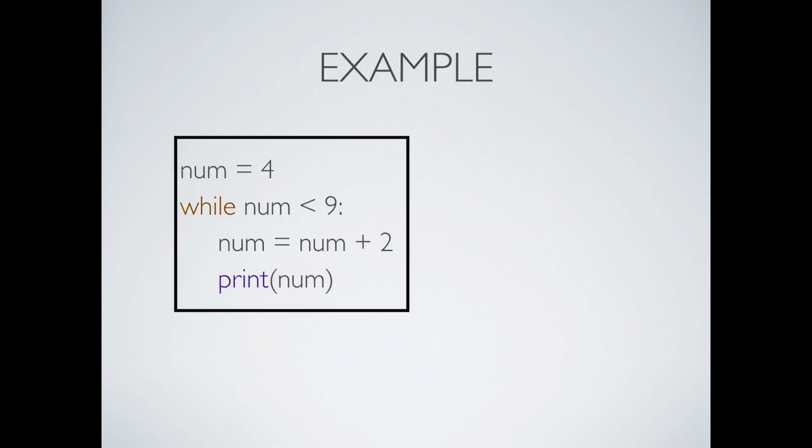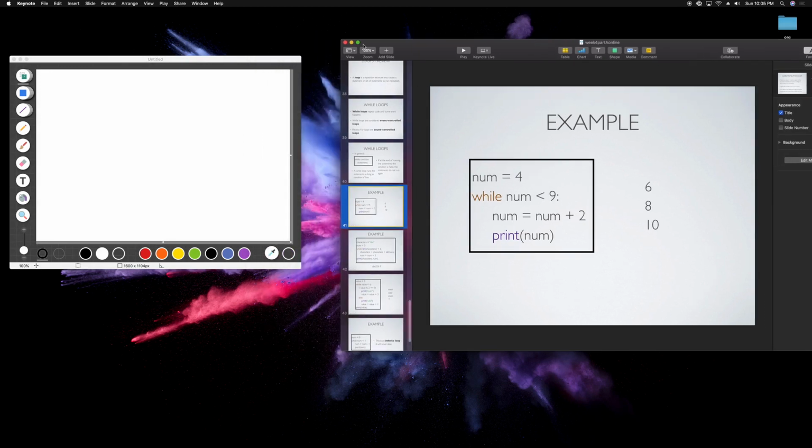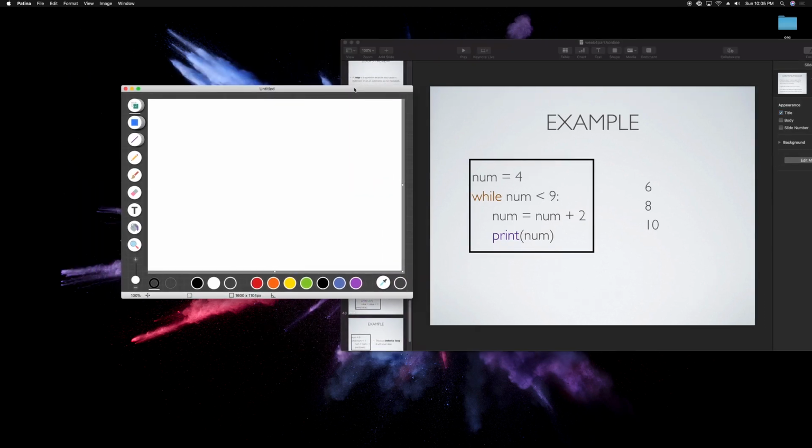Alright, so here's an example. We have an assignment statement, num equals 4. Let's go ahead and draw our little variable box diagram just to keep track of what's going on here. So again, we have num equals 4. That's an assignment statement, right? For variable num. And it gets 4. And then we hit this condition, right? We hit this while loop. And the condition is while num is less than 9.